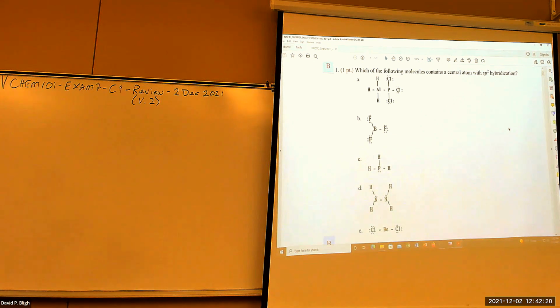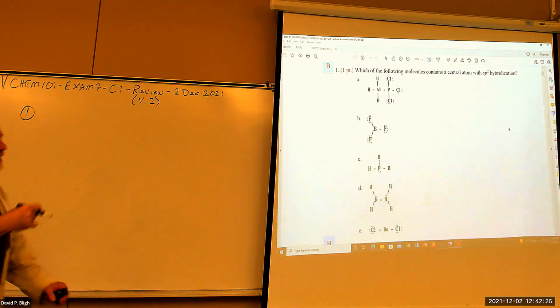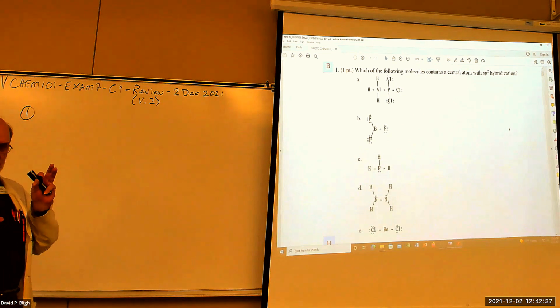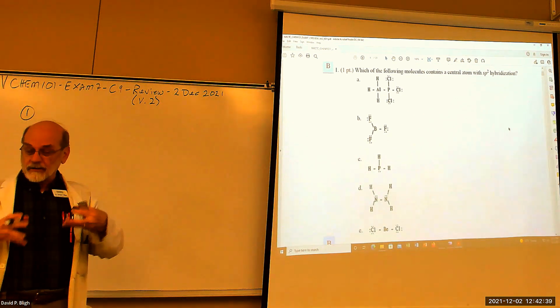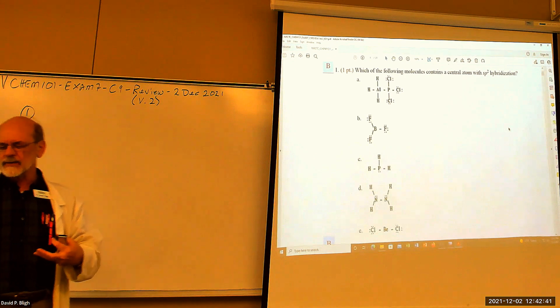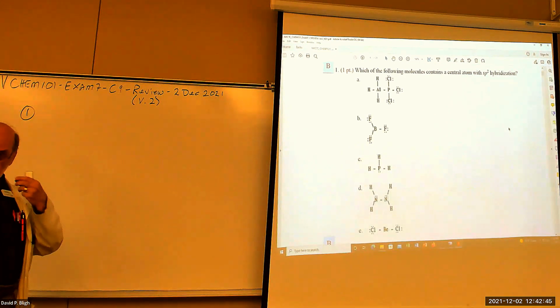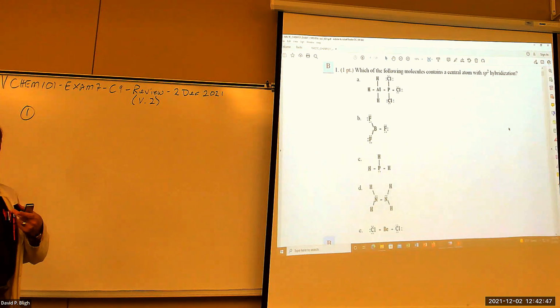Usual. Let's start with this one, number 1. Which of the following molecules contains a central atom with sp2 hybridization? Remember, to find the hybridization required to give you a symmetrical geometry, you need to know the Lewis dot structure and the number of groups around the central atom.